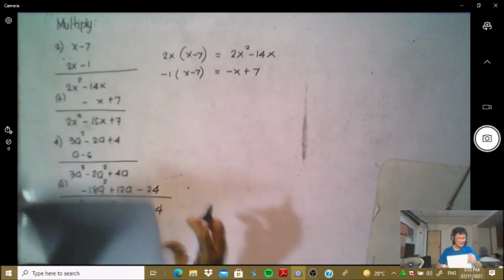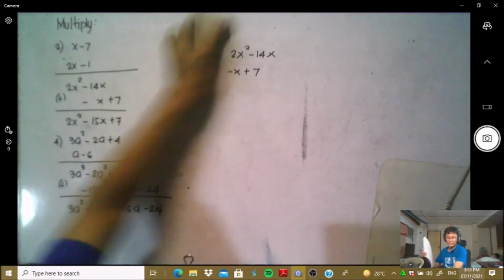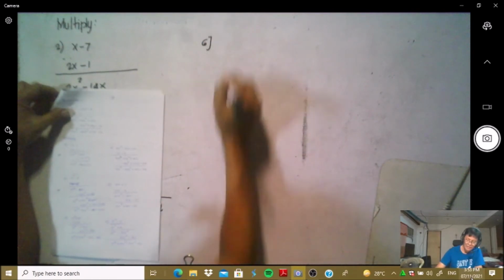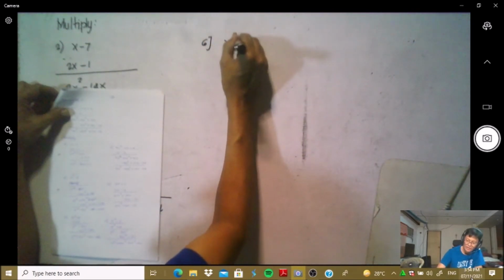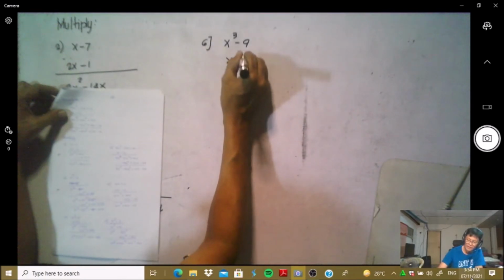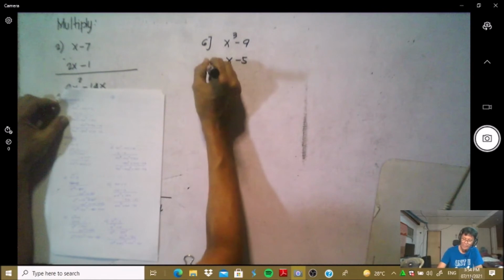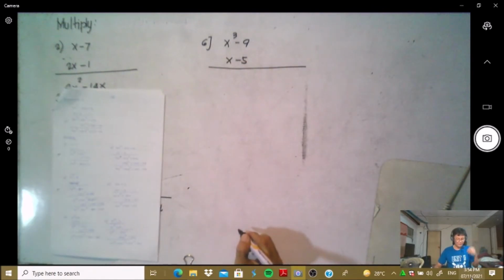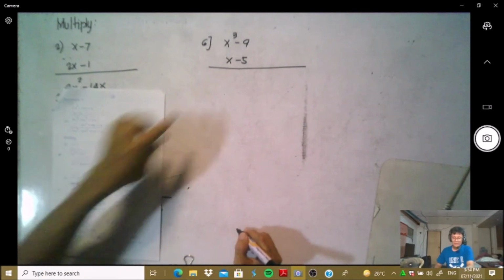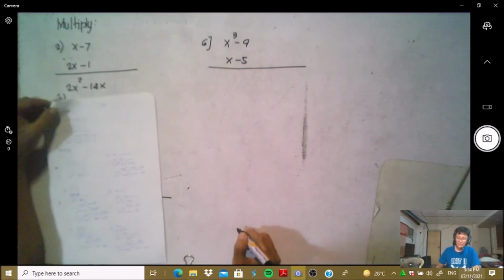so for our next question, let's proceed with problem number 6. For problem number 6, we have x cubed minus 9 to be multiplied with x minus 5. Okay, so we have this is negative. Okay, so we can multiply.